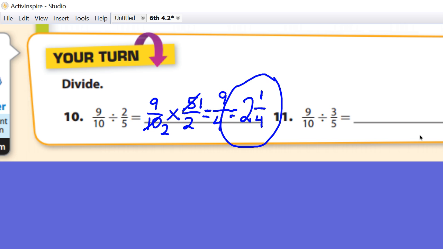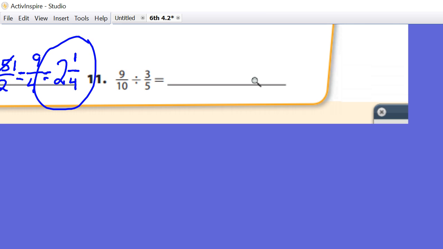I'm going to move my screen over so I can see number 11 a little bit better. I'm going to erase just a little bit here so I can see number 11. And I've got 9/10 divided by 3/5. Again, I will rewrite it using the reciprocal of the second term. So the first fraction, 9/10, remains 9/10. The sign changes from division to multiplication. And the second fraction gets rewritten as its reciprocal, 5/3.